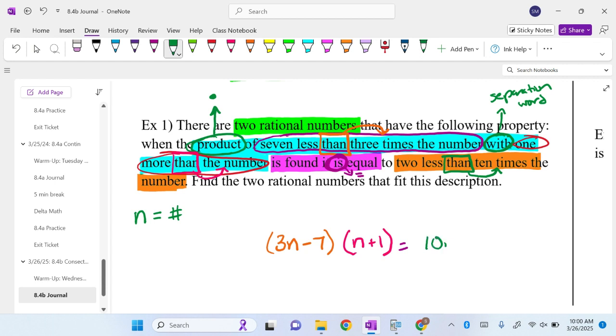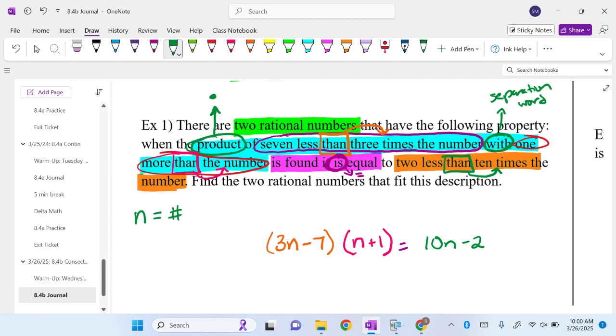10n. 10 times n. Then I'm looking at the left side, which says 2 less than, or 2 less. So minus 2. And since we're not multiplying that to anything, we can leave it alone. We don't need to put parentheses around it. And just like that, you set up your equation.